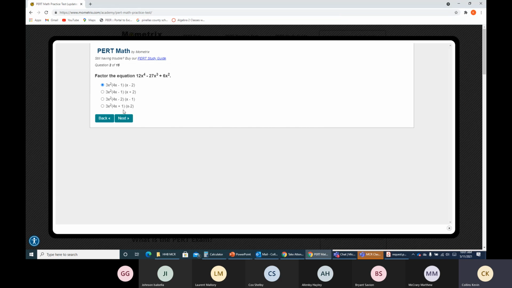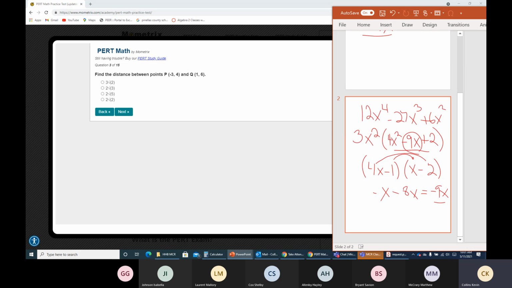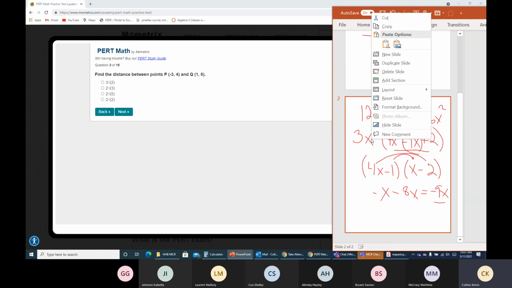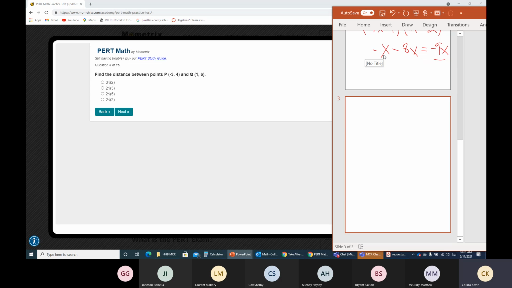Cool. Moving on. All right, so then we'll find the distance between these 2 points. Let's bring up another slide. So this one, our 2 points are -3, 4, and 1, 6.